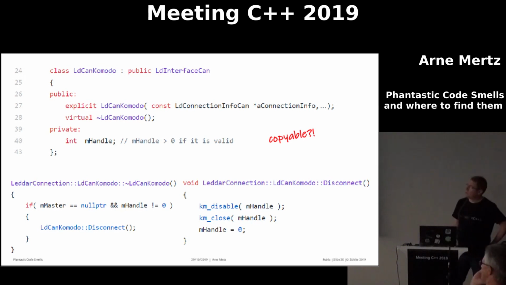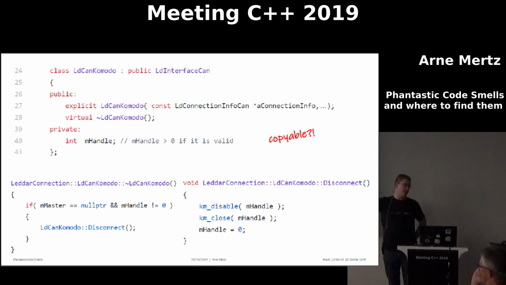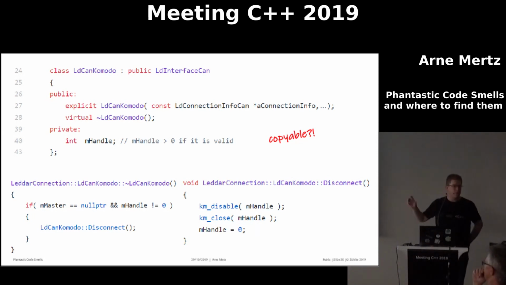So if I look at the destructor, there's like, if the handle isn't 0, then disconnect. This will get called twice if I copy the object. And the disconnect is some disabling the handle, closing the handle, so might be that I'm calling some closing routine on the hardware or something that may or may not be a problem, but this is something where we have to investigate.